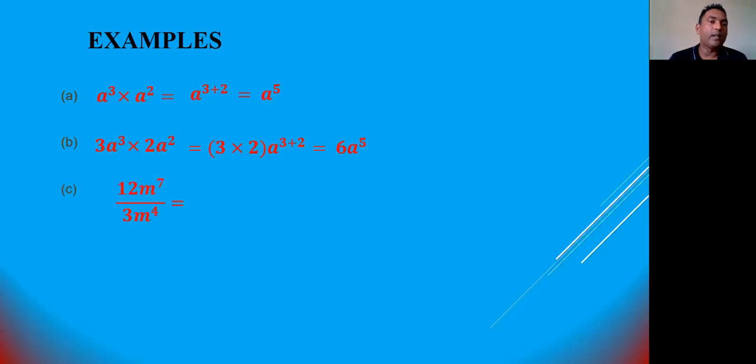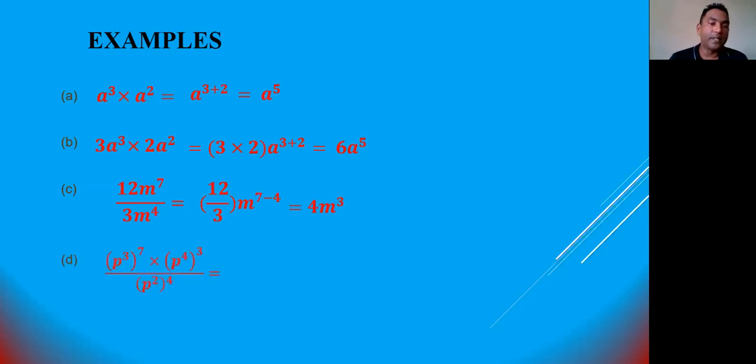Third part, 12m power 7 over 3m power 4. Here again, you have numerical values in front of the numbers in index form. So first you're going to perform the division of the numericals, 12 over 3. Then you're going to use division law to simplify m power 7 over m power 4. According to division law, performing the division m power 7 over m power 4, you're going to subtract 4 from 7. So the final answer is 4m power 3.